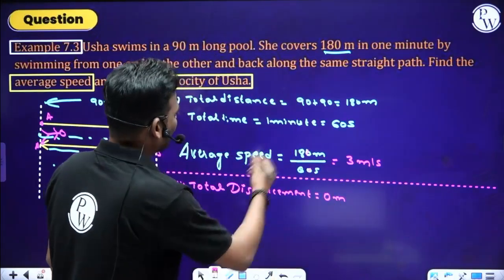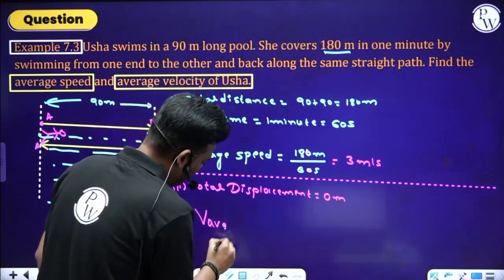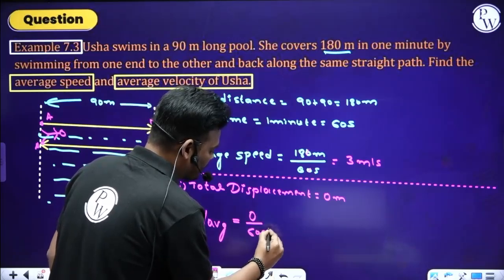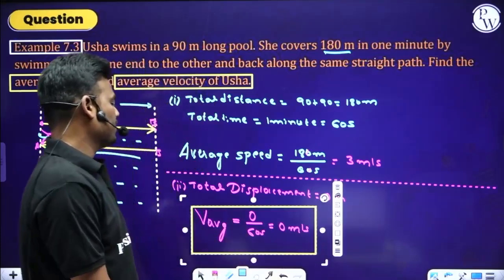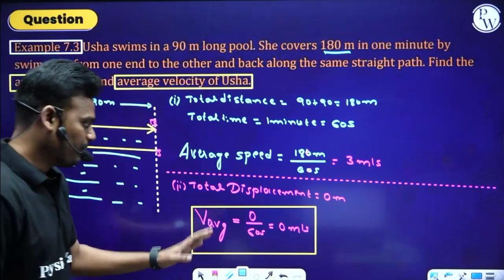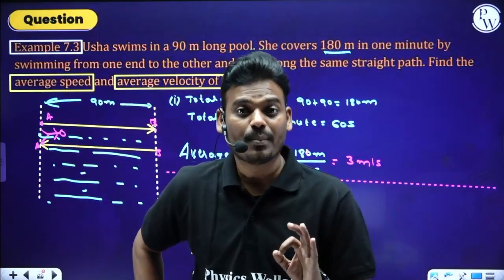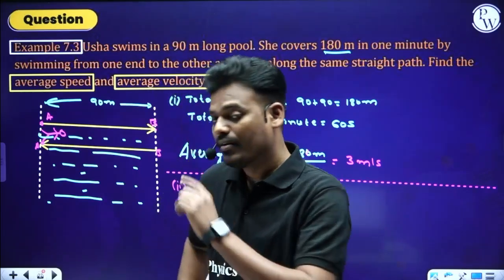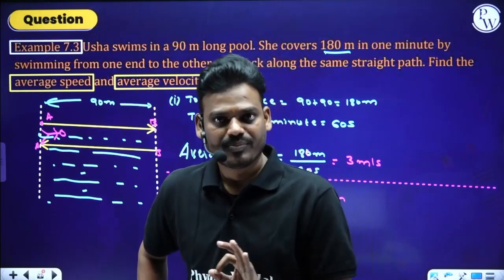And total time we already know is 1 minute. Here, average velocity is 0 divided by 60 seconds, which equals 0 meter per second. This is all about average speed and average velocity. Got it? So by this, we can conclude that speed cannot be 0, but velocity can be 0 if displacement is 0. Is it clear? Simple task.